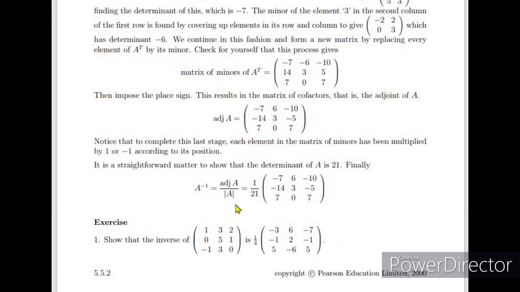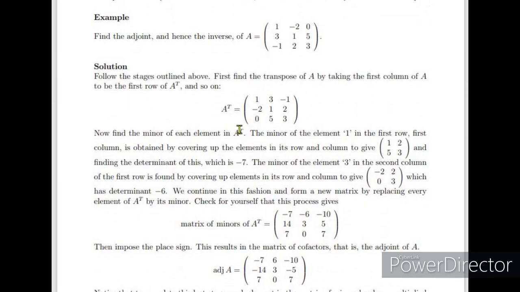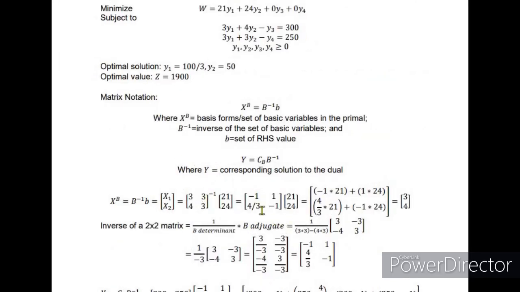Then lastly, you multiply by the reciprocal of the determinant of the original matrix. So you get the determinant of the original matrix, take its reciprocal, then multiply it to the adjoint matrix that you got. After you multiply it, you will get the inverse. This is just a review of the steps in finding the inverse; these are not given in the problem. If you do that, you will get this matrix.